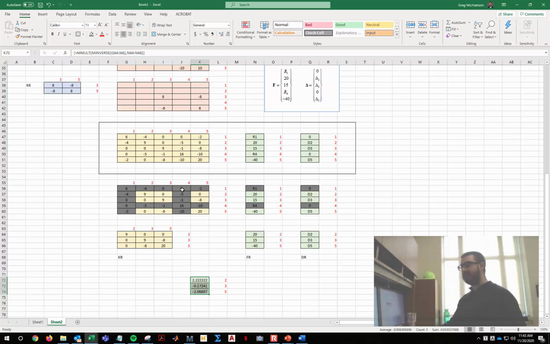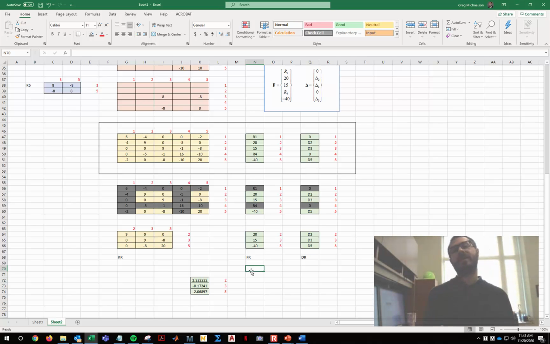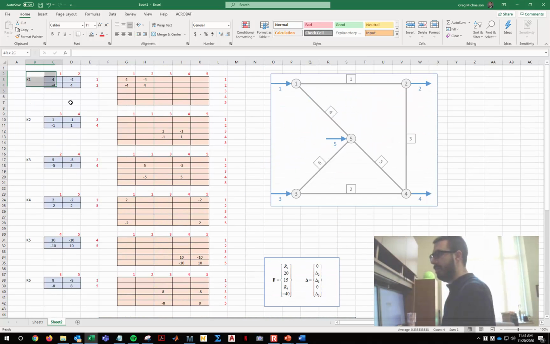And so those are my displacements, right? So I've got displacement at joint 2 is 2.22 inches to the right, joint 3, 0.17 inches to the left, and then joint 5, 2.07 inches to the left. Again, positive to the right, negative to the left. Okay, and so the only thing left to do is to form my big old matrix to determine the reactions and then compute the internal force in each member. So let's compute the internal force in each member.